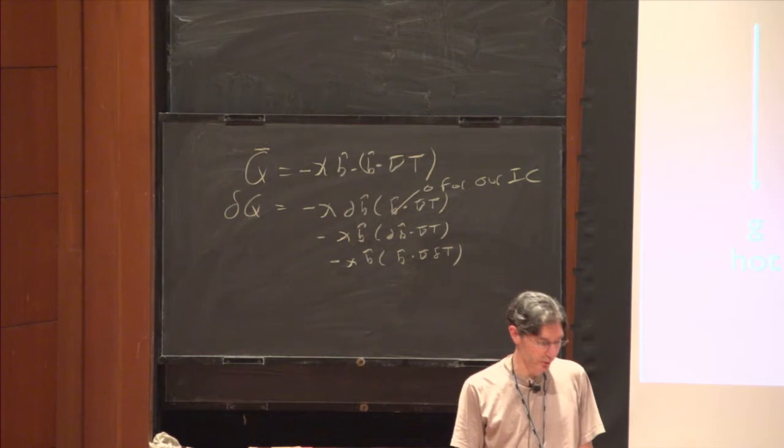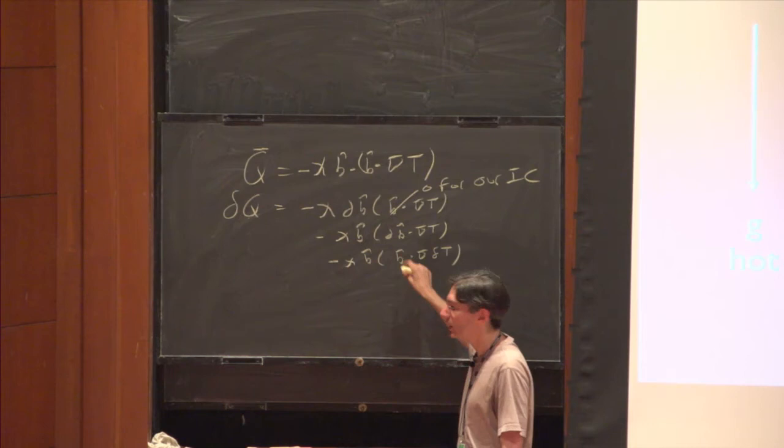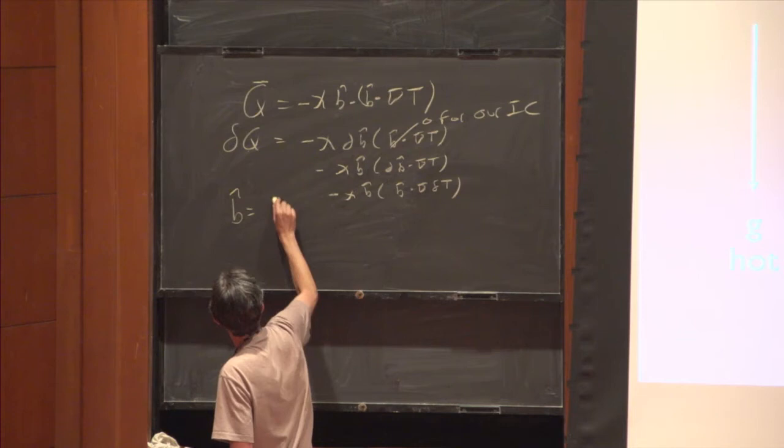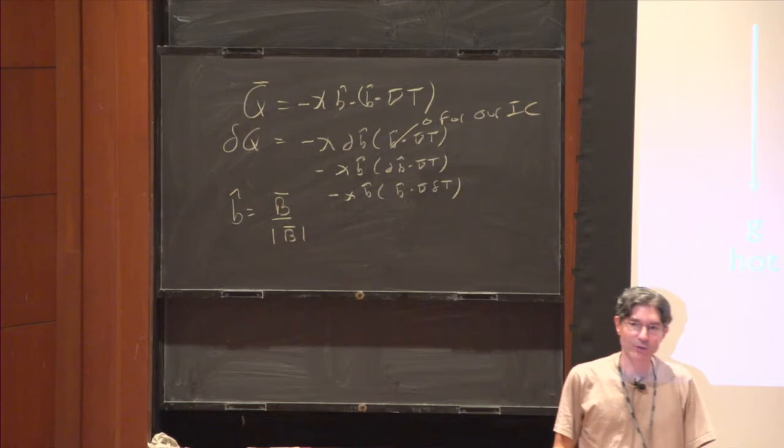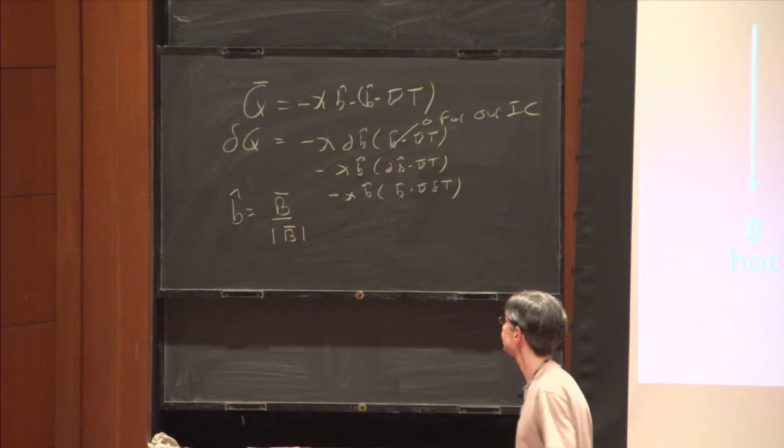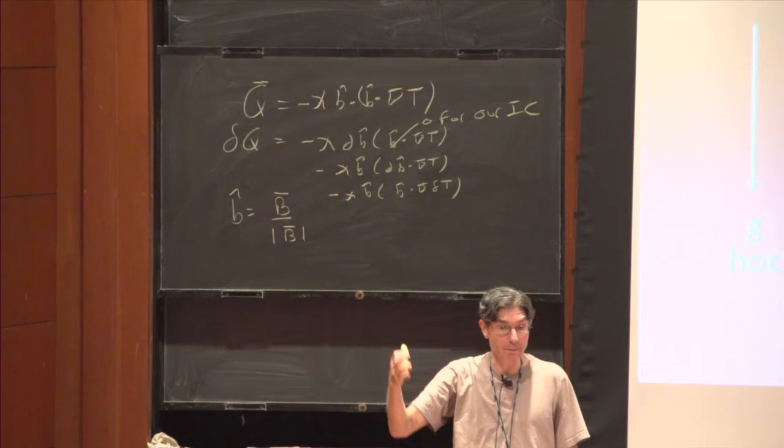So what I need to calculate now is what is this change in magnetic field direction? So remember, b hat is the b vector divided by the magnitude of b. And that can change either because the direction of b changes or because the magnitude of b changes.